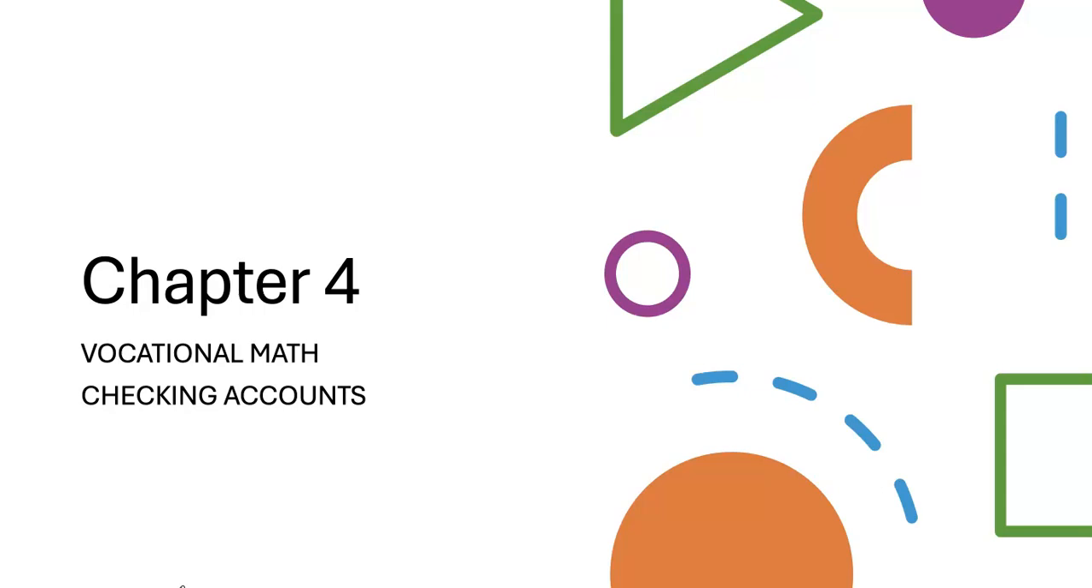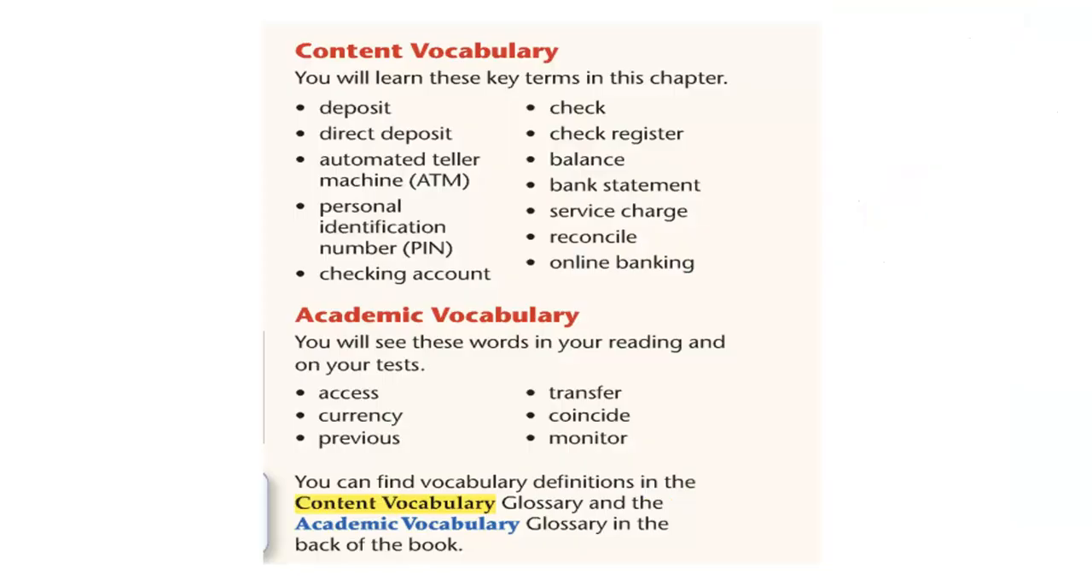Today we're going to start with chapter 4 and it is about checking accounts. So in this chapter we will learn about deposits, direct deposits, automated teller machines, personal identification numbers, known as PINs, checking accounts, checks, check register, balance, bank statements, service charge, reconcile, online banking, along with some other vocab words.